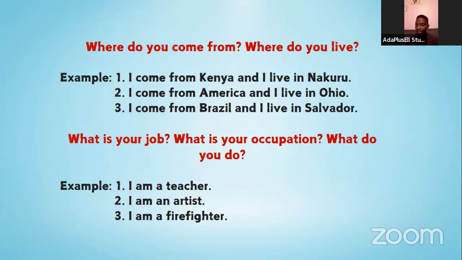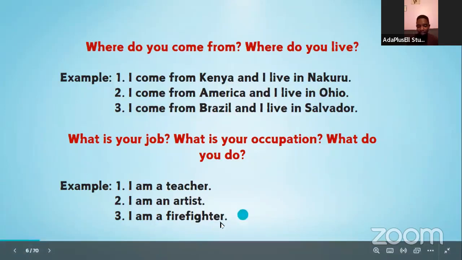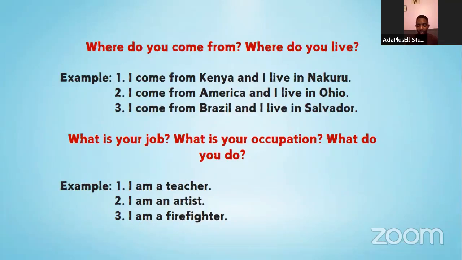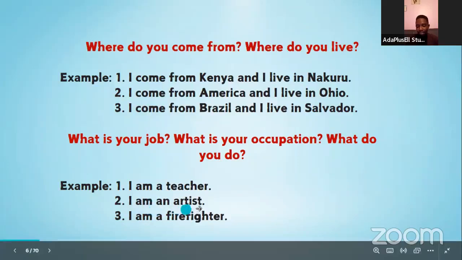The job you do. You can say, I am a pastor, I am a teacher, I am an engineer, I am a police officer, things like those. So there is where this comes in. And also there is another person who is saying, I am a firefighter. These are the people who, when there is fire, put out big fires in case there is an emergency. They are the ones who help.